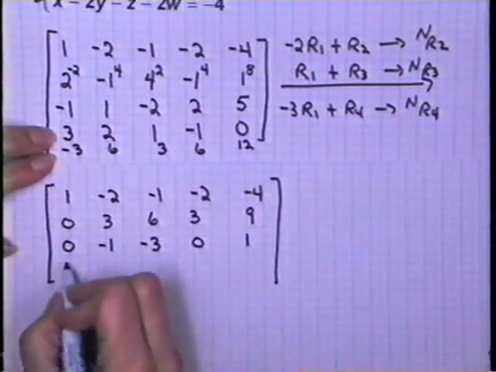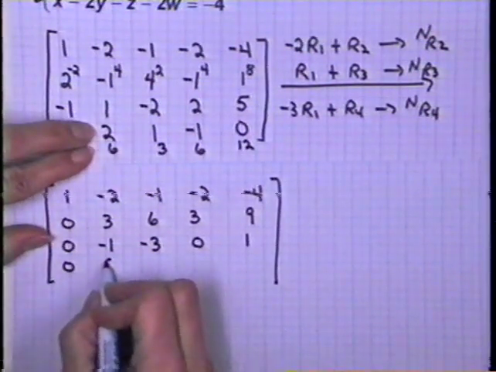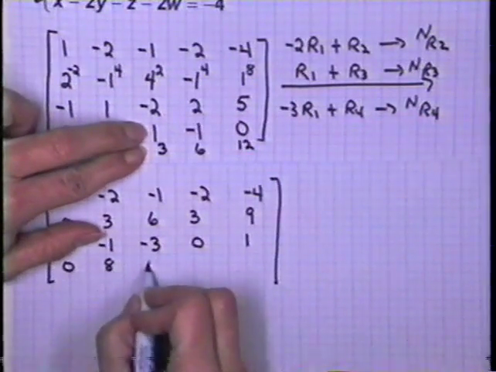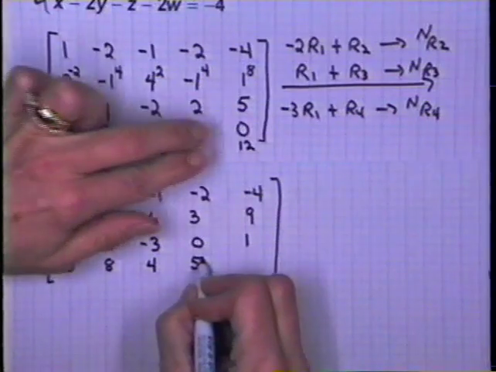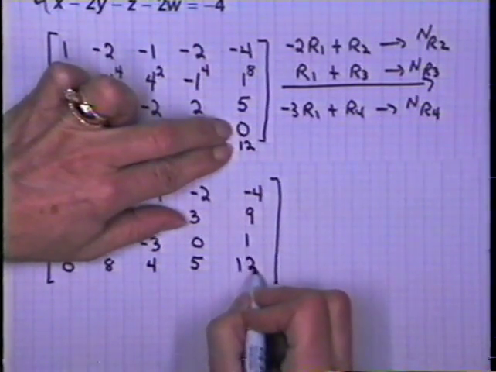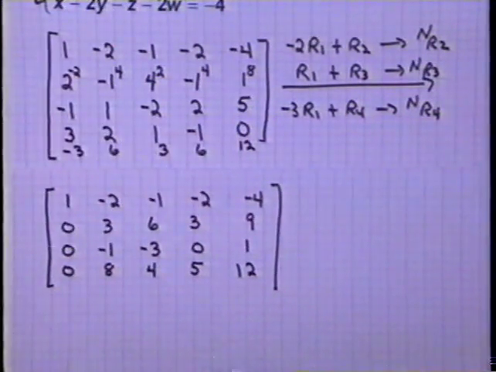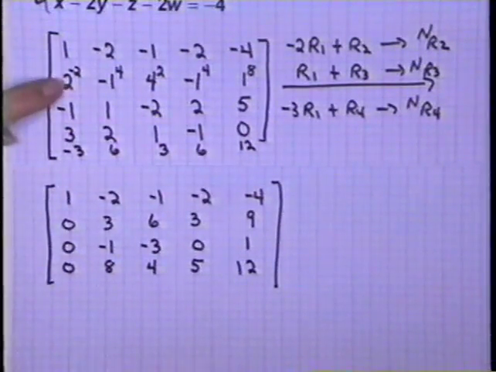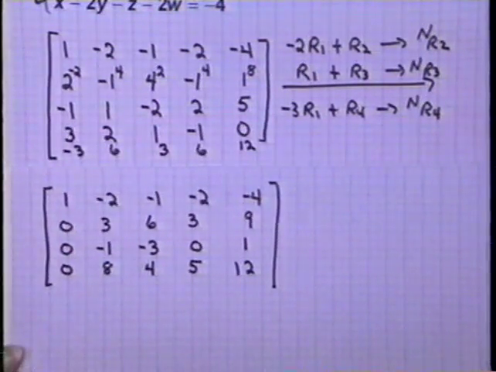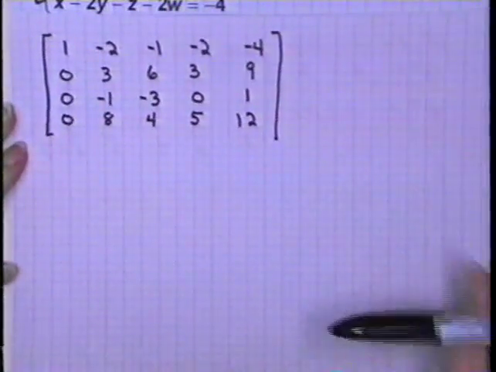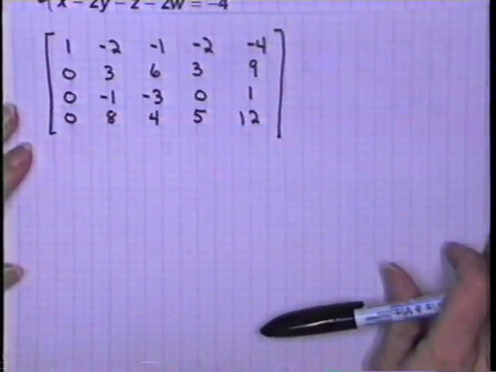Now let's add those. I get a 0. 6 and 2 is 8. 1 and 3 is 4. -1 and 6 is 5. 0 and 12 is 12. Okay? So on that one step through, we used our 1 in our upper corner to get our zeros underneath. Now, let me slide this up and let's take a look.